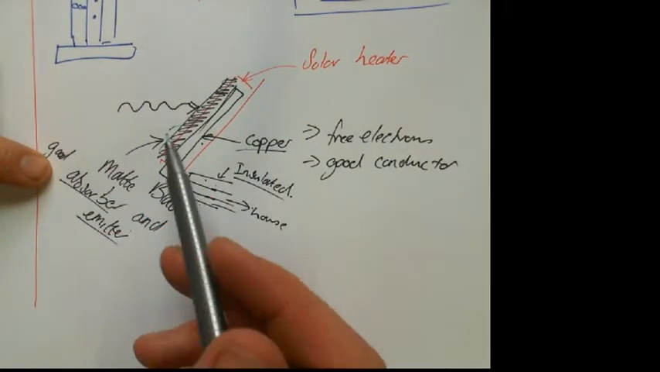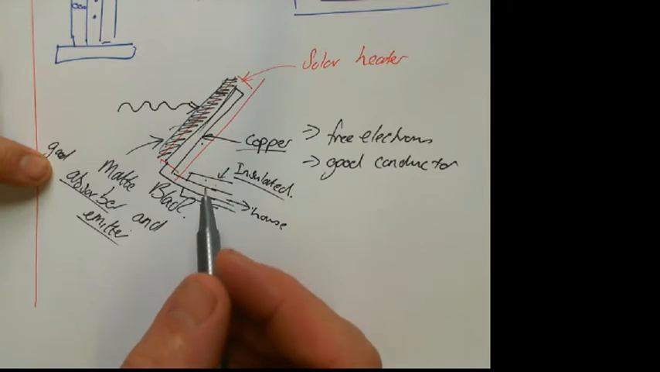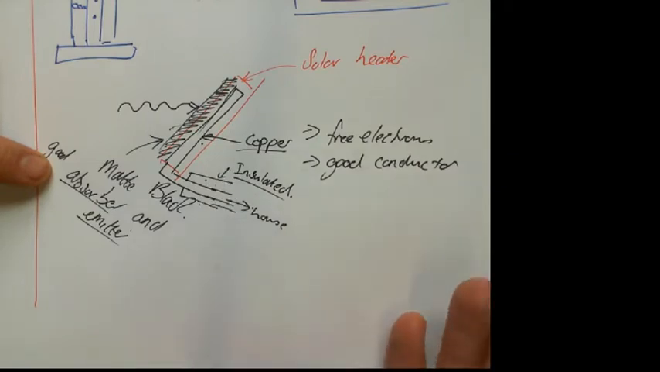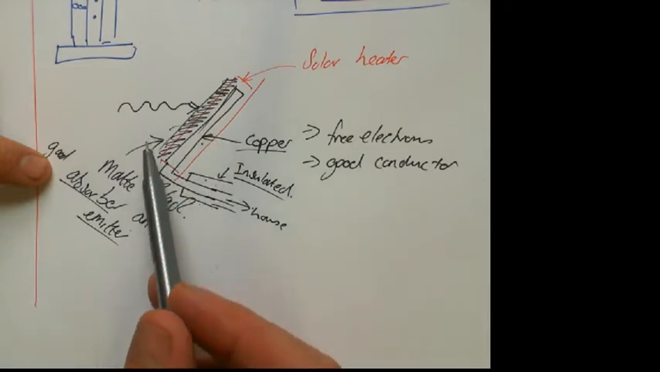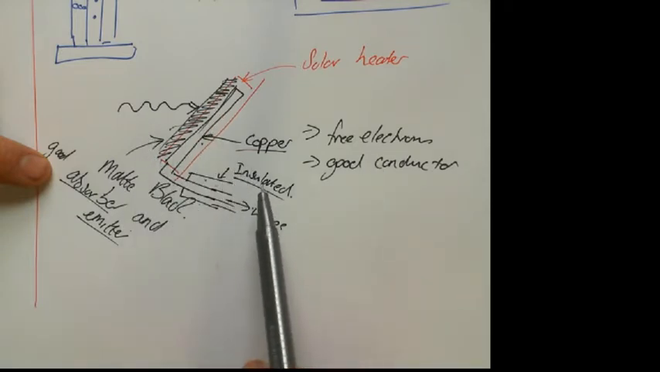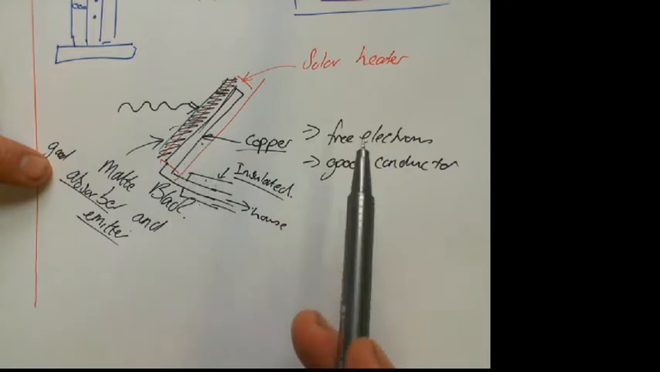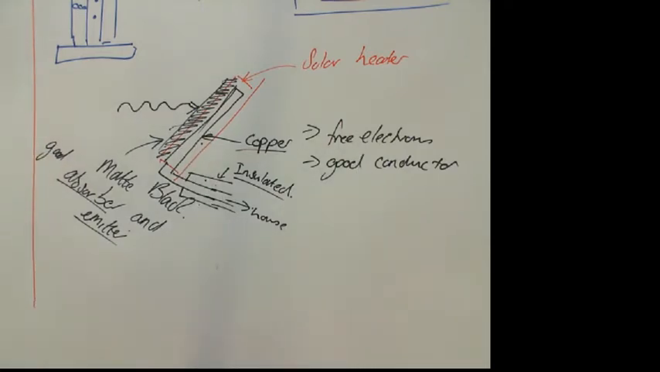And the reason why examiners like questions like this is because you can see how it ties together infrared, it ties together conduction, it ties together matte black surfaces, it ties together insulating and conduction. So it's a really good question.